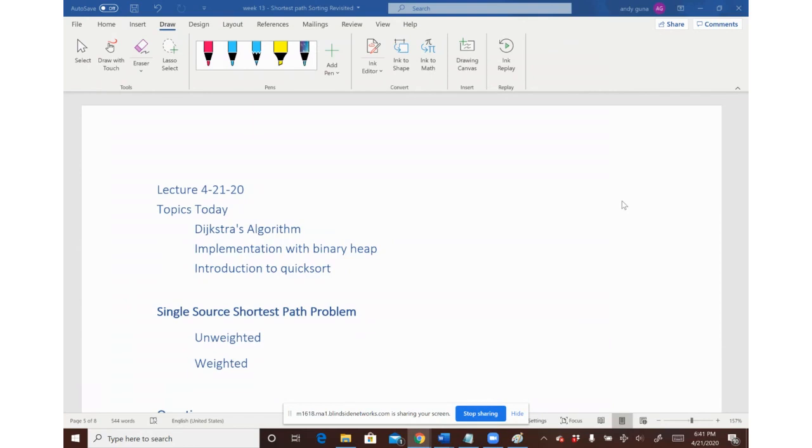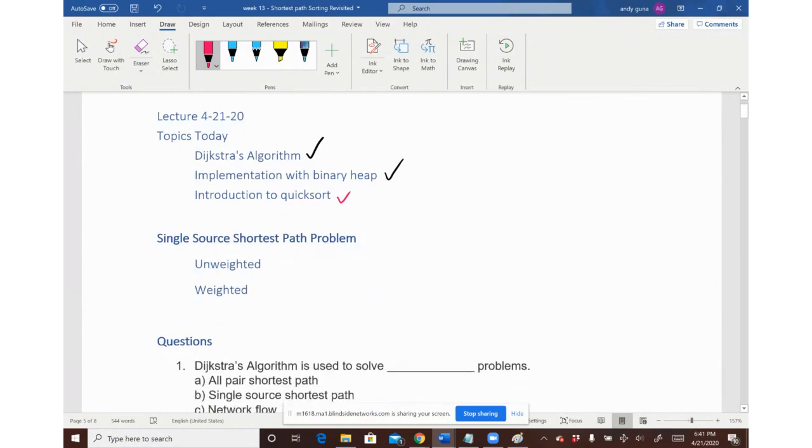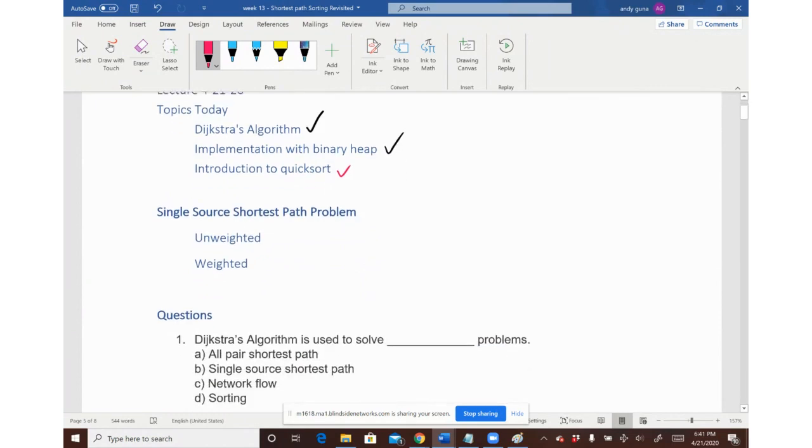Thank you. Okay, so the plan today is to go over a few topics. One is just a recap of Dijkstra's algorithm. And also, we'll briefly talk about implementation with a binary heap. And also, we're going to learn something very important today called Quicksort. Quicksort is perhaps the most generic, fastest algorithm that you can use.